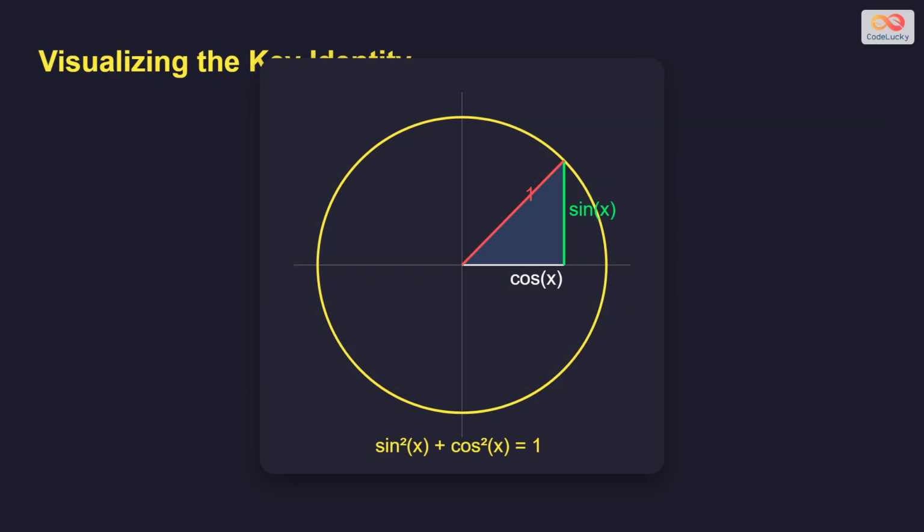Why do we do this? Because of the fundamental Pythagorean identity. Sine squared plus cosine squared equals 1. This identity allows us to convert any even power of sine into cosine, and vice versa. By saving one factor, we prepare the integral for a perfect u-substitution.